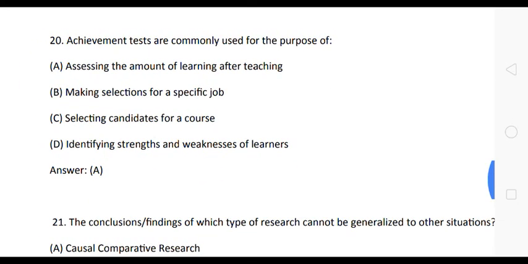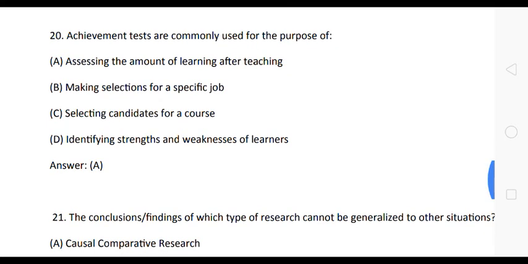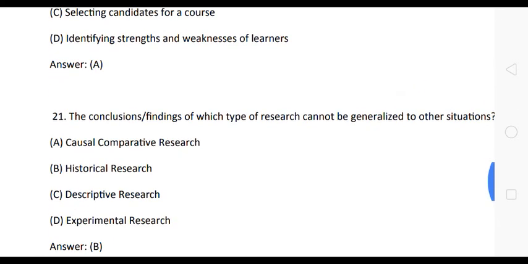Now let us see next question. Next question is, assessment tests are commonly used for the purpose of, very important question. Here the options are option A, assessing the amount of learning after teaching. Option B, making selections for a specific job. Option C, selecting candidates for a course. Option D, identifying strengths and weaknesses of learners. Here the correct answer is option A, assessing the amount of learning after teaching. Okay, friends, option A is the correct answer.